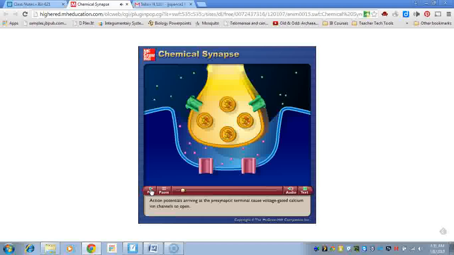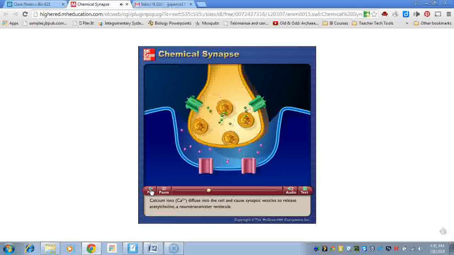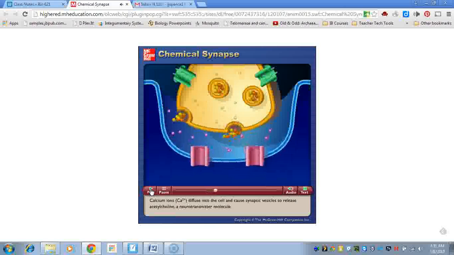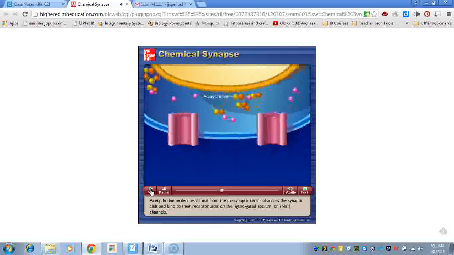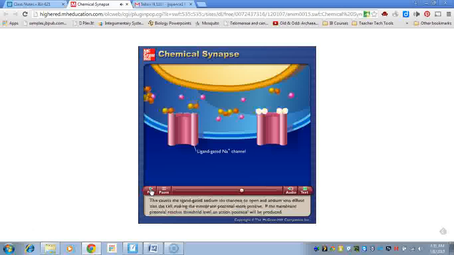Action potentials arriving at the presynaptic terminal cause voltage-gated calcium ion channels to open. Calcium ions diffuse into the cell and cause synaptic vesicles to release acetylcholine, a neurotransmitter molecule. Acetylcholine molecules diffuse from the presynaptic terminal across the synaptic cleft and bind to their receptor sites on the ligand-gated sodium ion channels. This causes the ligand-gated sodium ion channels to open, and sodium ions diffuse into the cell, making the membrane potential more positive. If the membrane potential reaches threshold level, an action potential will be produced.